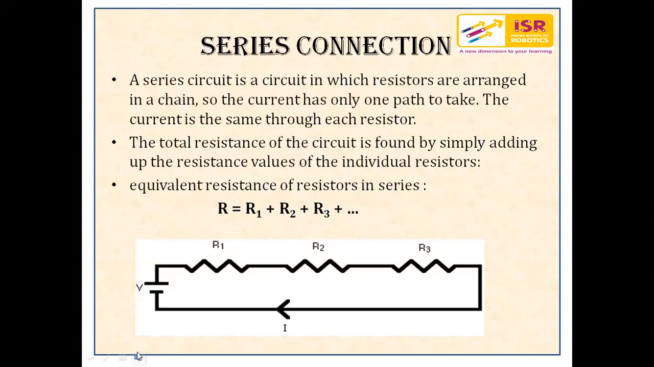So we have a formula for calculating resistance in a circuit, that is R equals R1 plus R2 plus R3, where you will put in the values of your different resistors and then you will get your total resistance in the circuit. Suppose you have three 10 ohm resistors, then the total resistance in the circuit will be 10 plus 10 plus 10, that is 30 ohms.